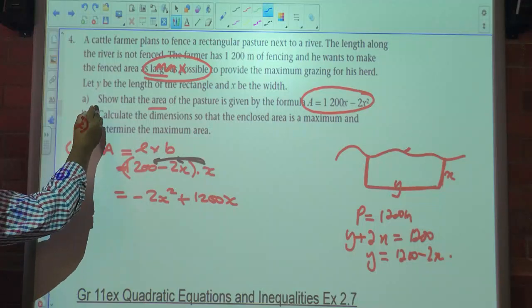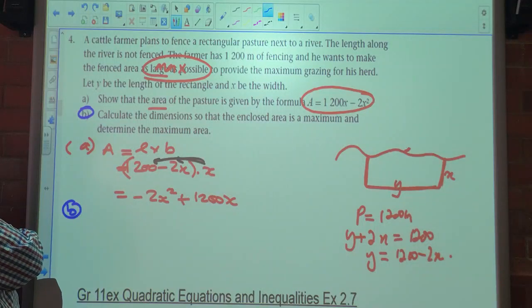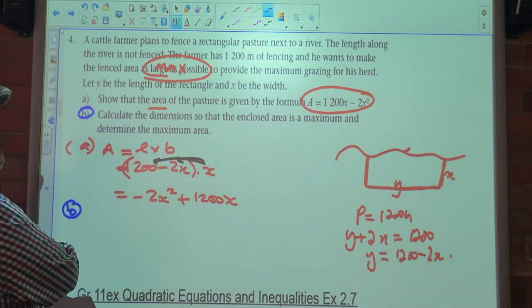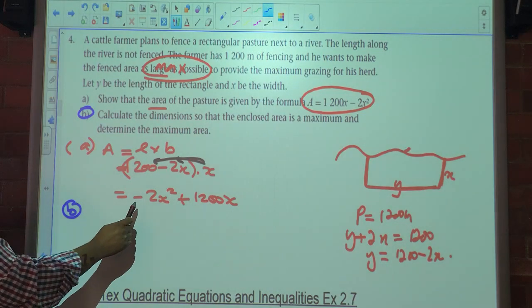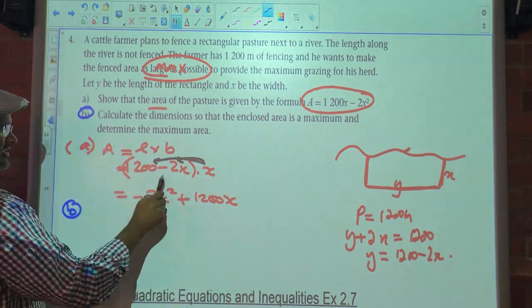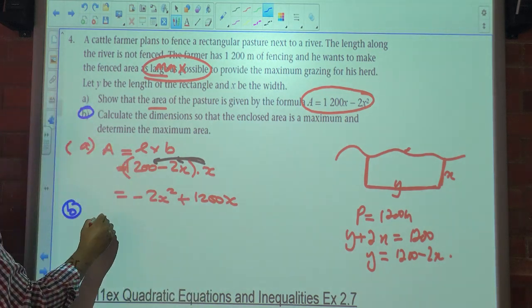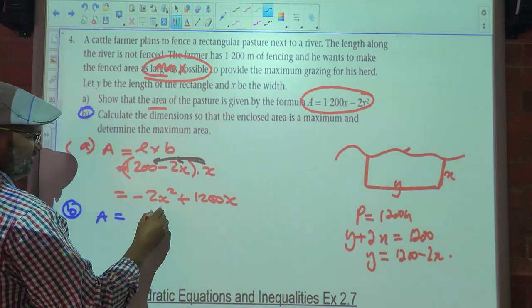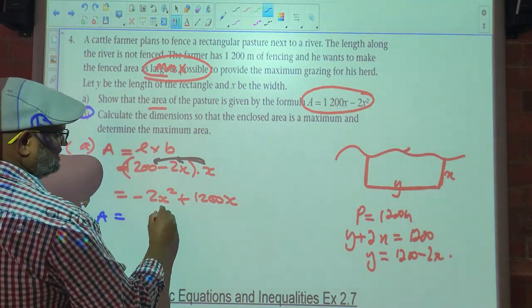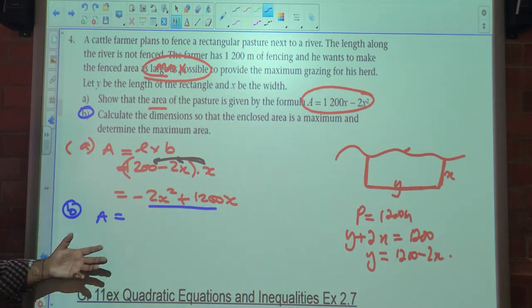Let's go with B in blue. B says, calculate the dimensions. What's dimensions? Sizes of, or the length of the rectangle, so that the enclosed area is a maximum, and determine the maximum area. So, if this models the area, then the area is equal to negative 2x squared plus 1,200x. So what am I going to do here?